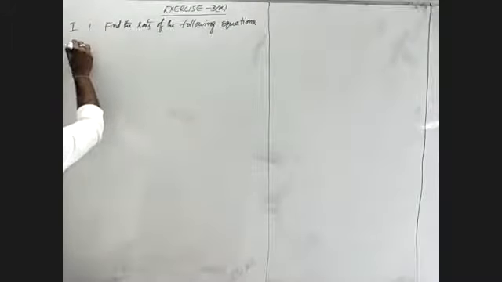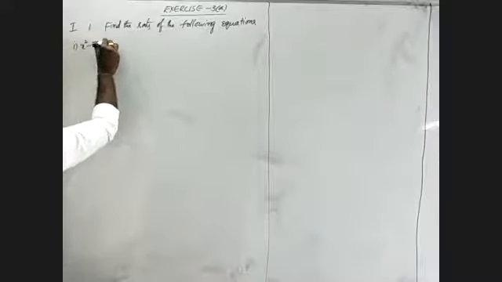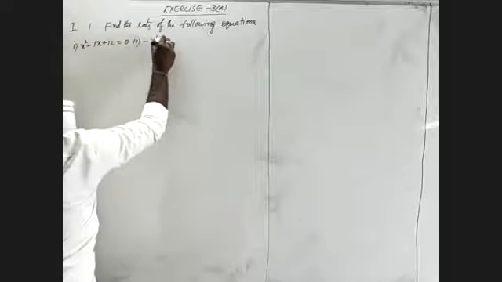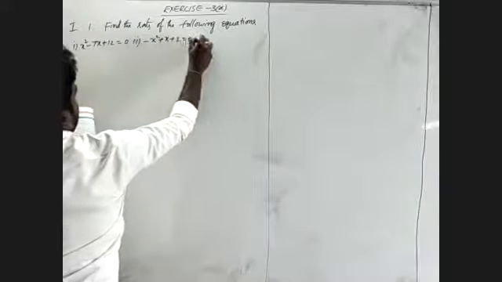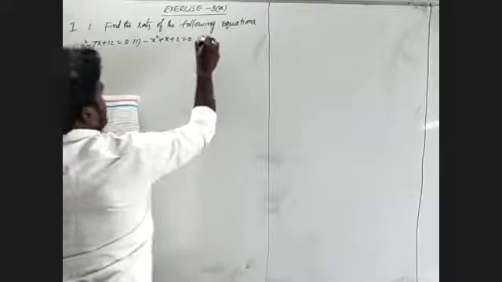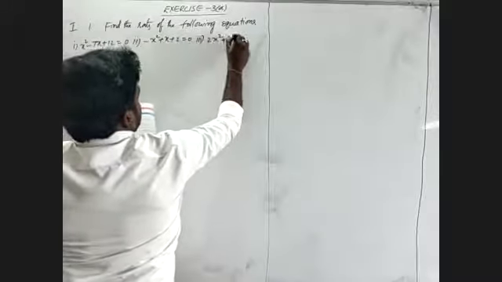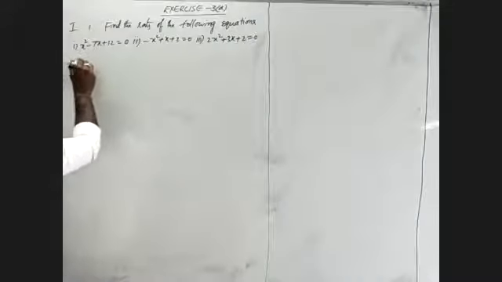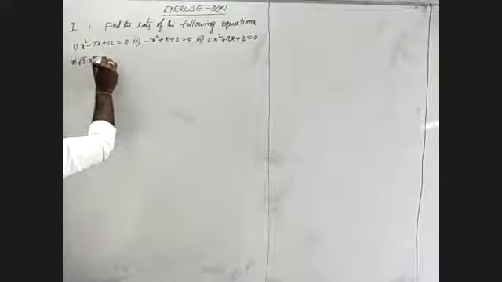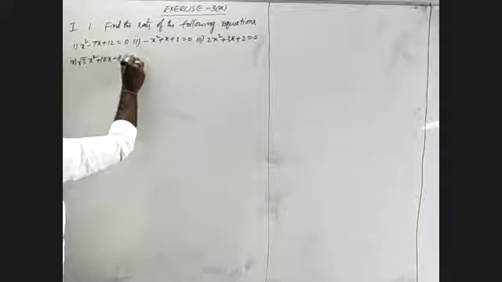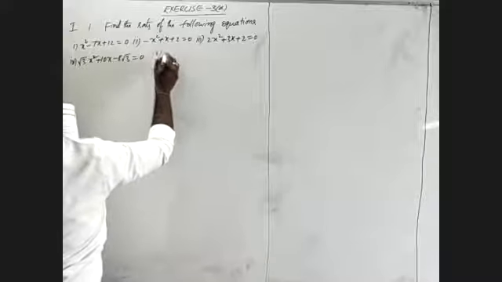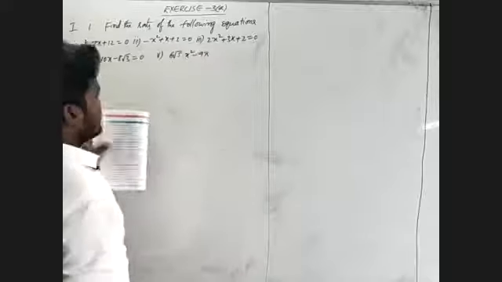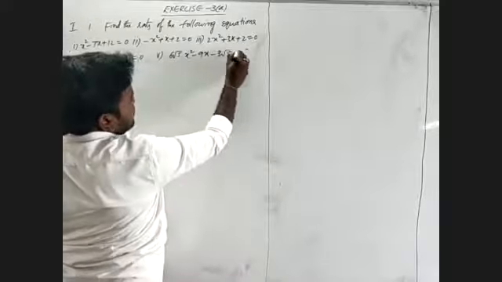Here the first one is x² - 7x + 12 = 0. Second one is -x² + x + 2 = 0. Third one is 2x² + 3x + 2 = 0. Fourth one is √3x² + 10x - 8√3 = 0. Fifth one is 6√5x² - 9x - 3√5 = 0.